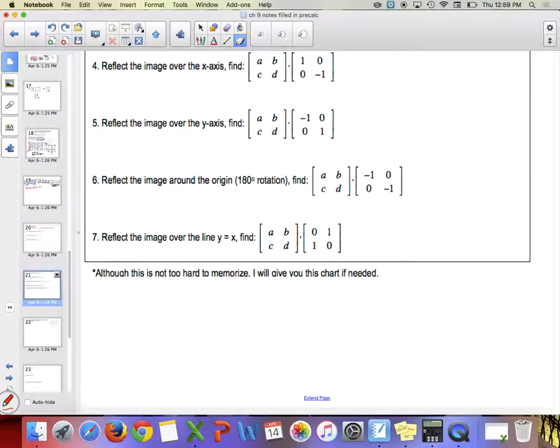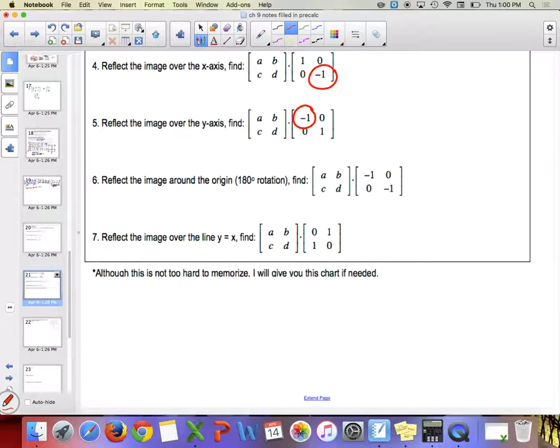Okay, so 4, it says reflect the image over the x-axis. That's when your y changes, so this one's a negative 1. But if you reflect it over the y-axis, that's when your x changes. That one's a negative 1. So just remember, it looks like the identity, but one of them is an x value, one's a y value that you're switching.